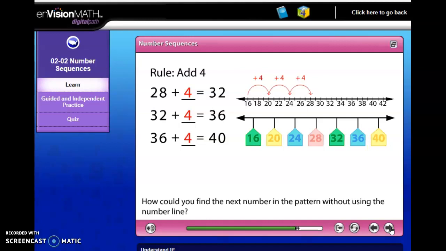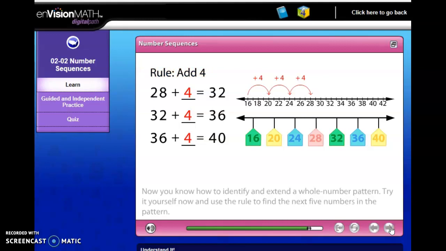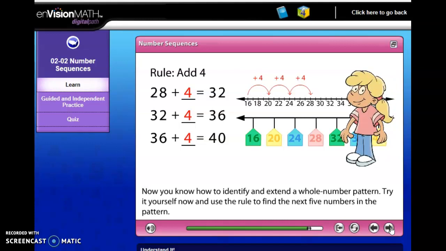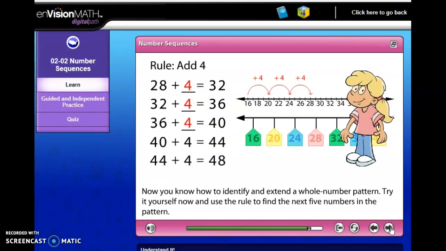How could you find the next number in the pattern without using the number line? Make sure you think of your rule. To find the next number in the pattern, continue to use the rule. Add 4 to 40. Now you know how to identify and extend a whole number pattern. Try it yourself now and use the rule to find the next 5 numbers in the pattern.